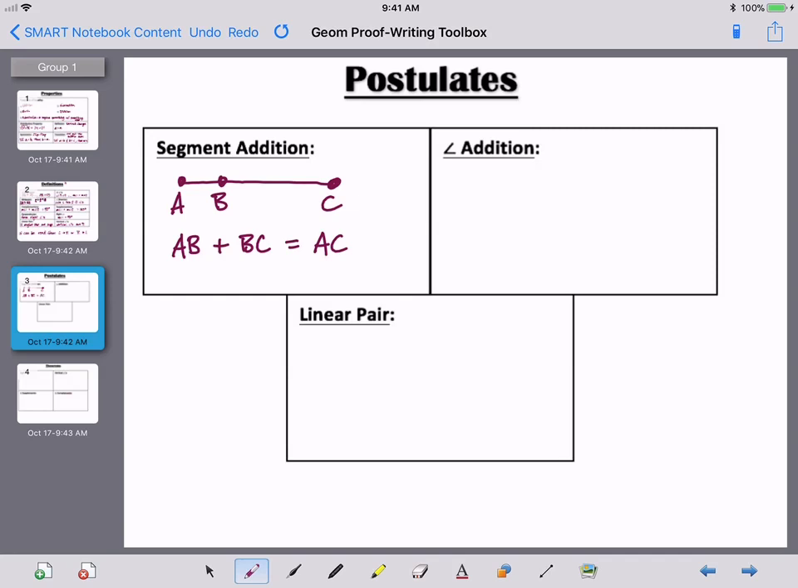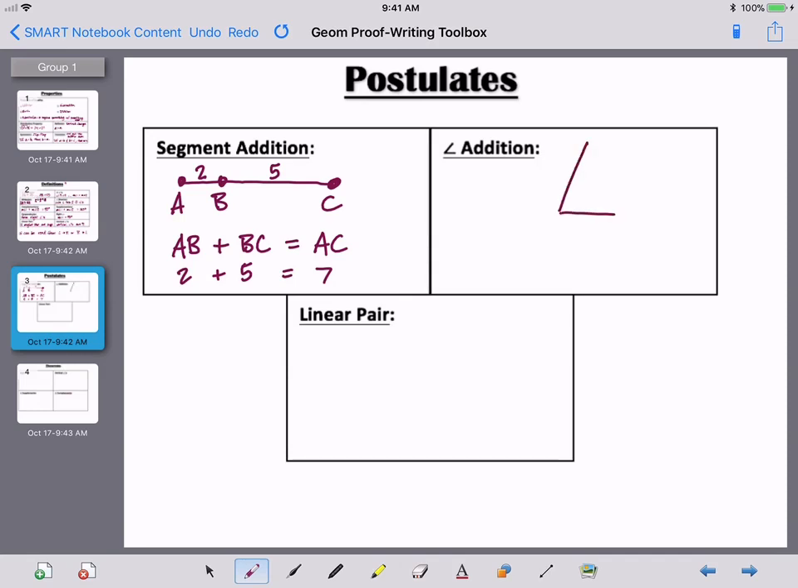So for example, if you knew AB was 2 and BC was 5, well, we know that the length of AC then would be 7 altogether. So that works with numbers. It also works with letters. So both examples are there for you.